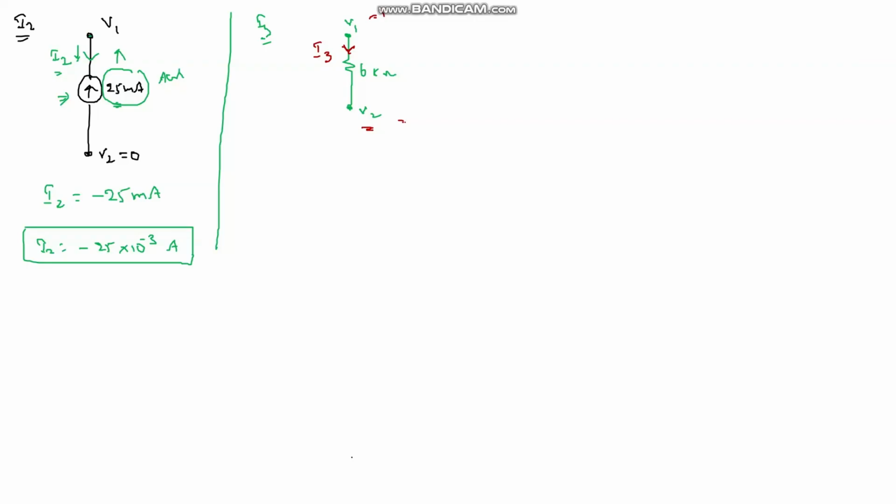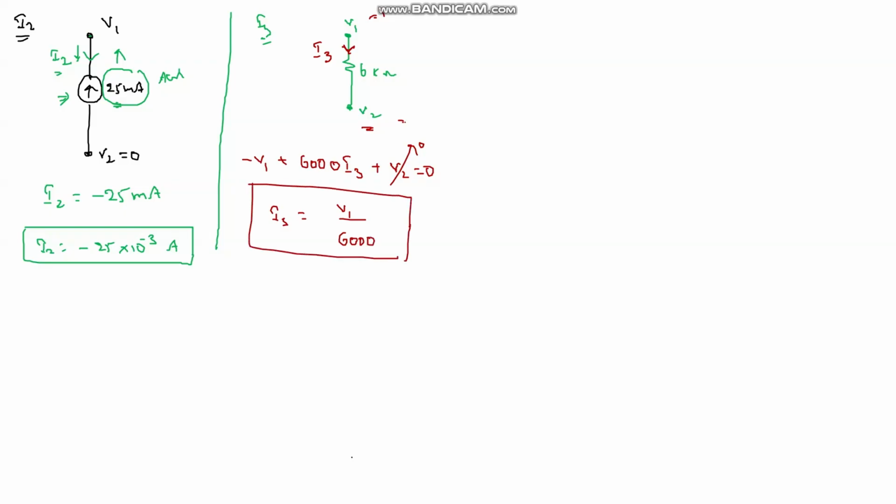Now apply KVL for this loop: minus V1 plus 6000 I3 plus V2 is equal to 0. Here V2 is equal to 0, then I3 is equal to V1 by 6000. That will be equation number 3, and this is equation 4, the equation for I4.